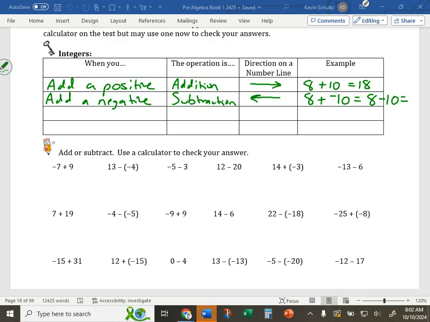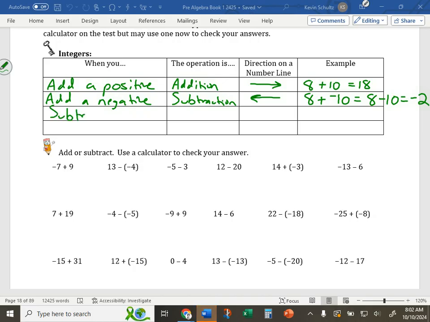And if we start at 8 on the number line and go to the left 10, where do we stop? What's the answer to that? Negative 2. So the thing about subtraction is that 10 is negative. It is being added on, but we just write 8 minus 10. So that minus sign kind of has a dual purpose. It tells you the 10 is negative, and it also tells you the operation is subtraction.